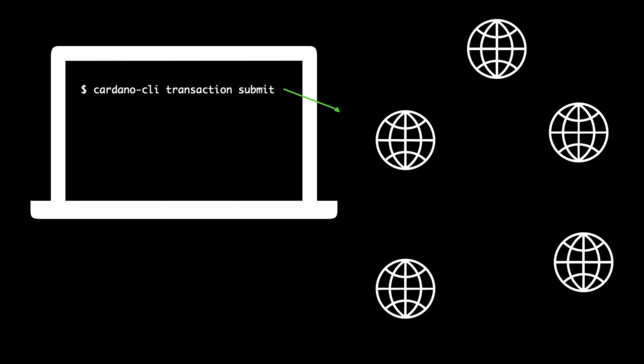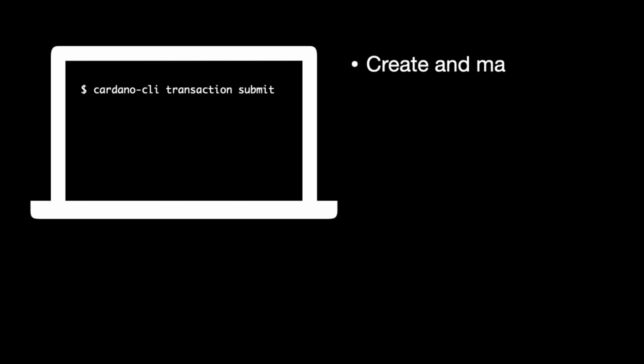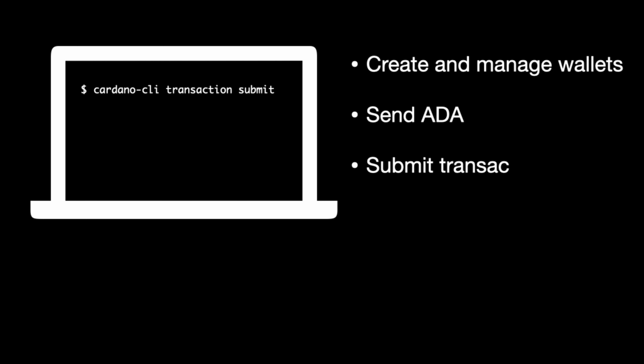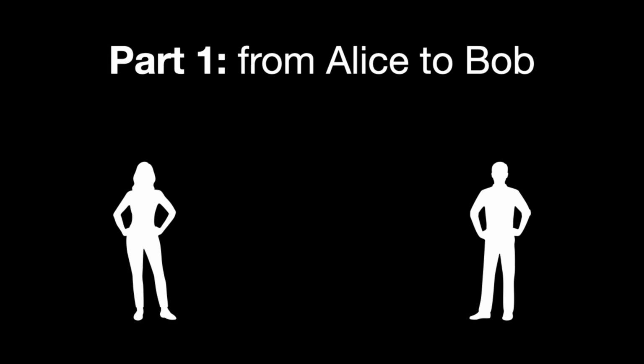The Cardano CLI is a command line interface tool for interacting with the Cardano blockchain. It allows developers to perform various operations on the network, including creating and managing wallets, sending ADA, and submitting transactions to native scripts and smart contracts. In the first part of this video series, we'll learn how to use the Cardano CLI to build, sign, and submit a simple transaction from Alice to Bob.